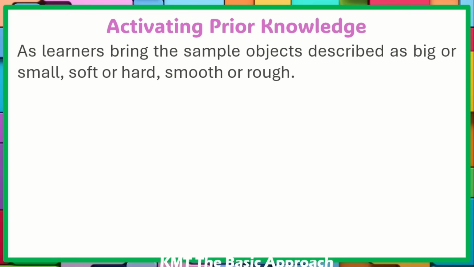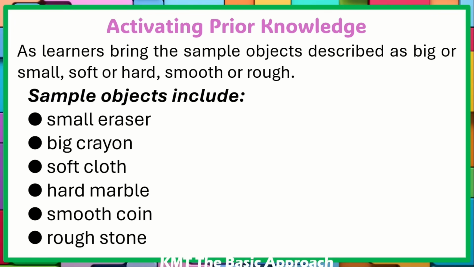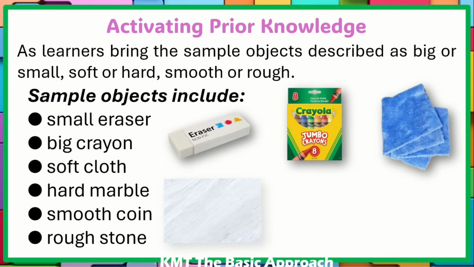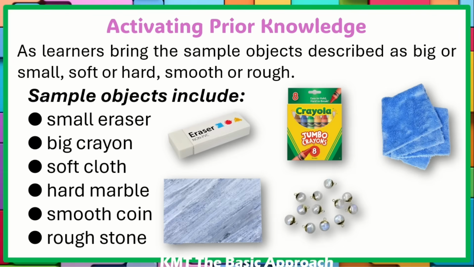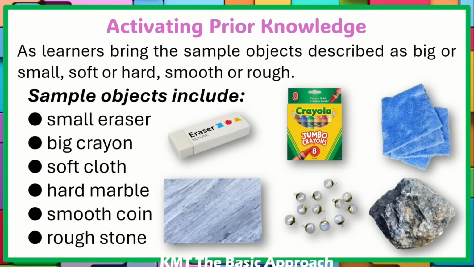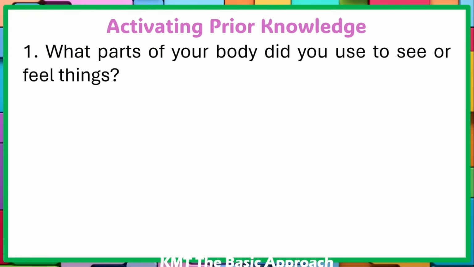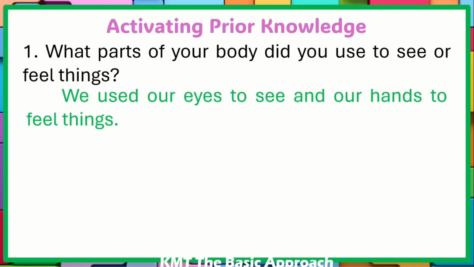Activating prior knowledge. As learners bring the sample object described as big or small, soft or hard, smooth or rough. Sample objects include small eraser, big crayon, soft cloth, hard marble, smooth coin, rough stone. Number 1. What parts of your body did you use to see or feel things? Great! We use our eyes to see and our hands to feel things.